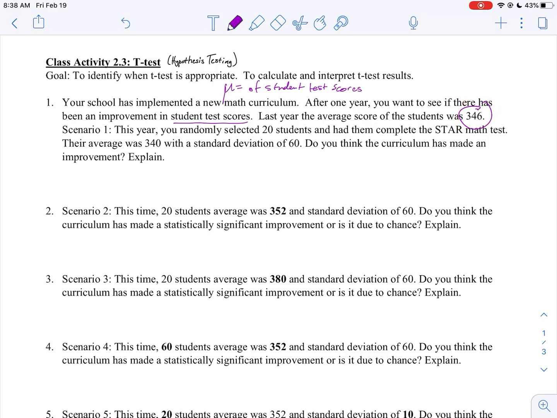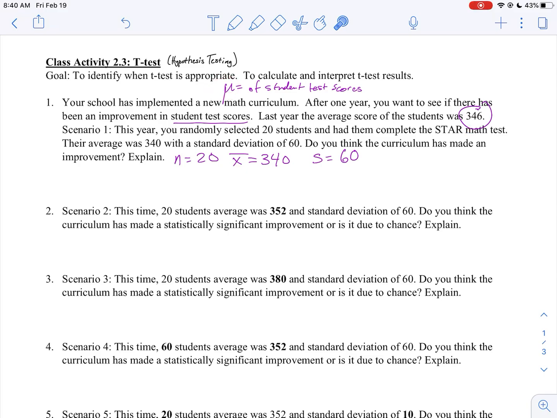So to decide, we've taken a sample of 20 students. So we know my sample size is 20. They completed the test. Their average was 340. So we know X bar is 340 and their standard deviation is 60. Okay, so what we're really doing is we're comparing this 340. We don't know the population standard deviation, but we're saying based on this, compared to 346, has this gone up?